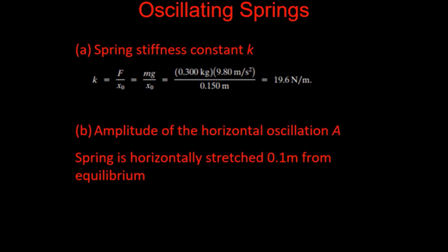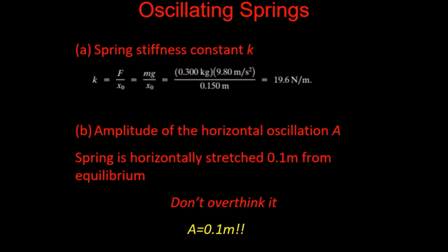Part B states, what's the amplitude of the horizontal oscillation A? Well, we know the spring is stretched horizontally 0.1 meters from equilibrium. So the question really is, what's the amplitude of this oscillation? Don't overthink it. The amplitude of the oscillation will simply be however far you stretch the spring. So A will equal 0.1 meters.